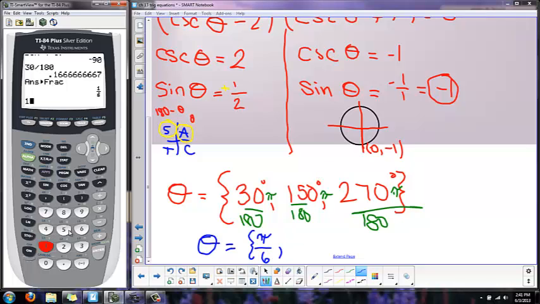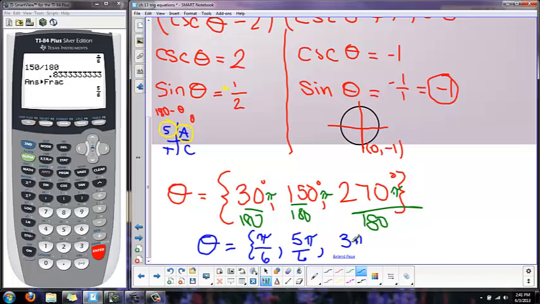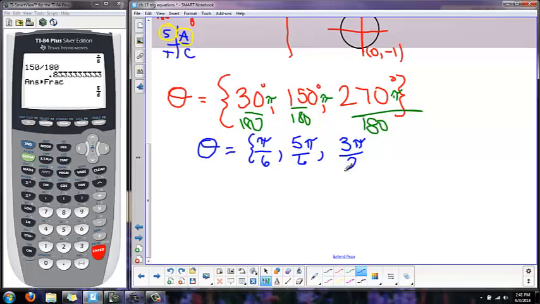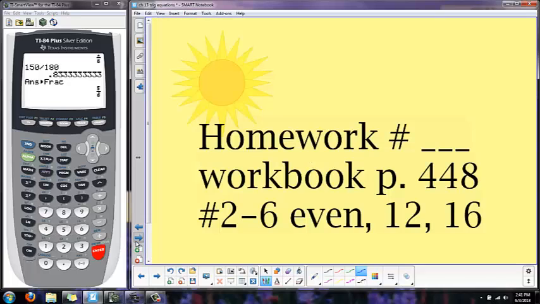150 divided by 180. Enter, math, enter, enter. That's 5 pi over 6. And then the last one, 270 degrees. We actually know what that is in terms of radians. It's 3 pi over 2. But if you forgot, you could always just use your calculator. Alright, so those are my 3 answers. They're in terms of radians. They look beautiful. Fantastic. Okay.